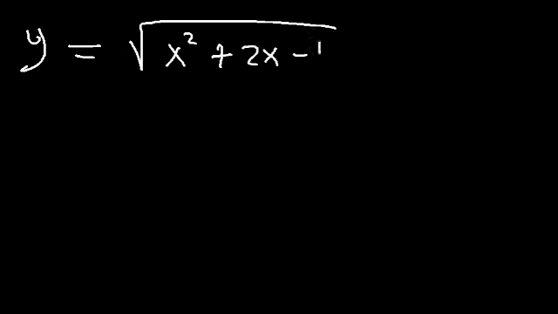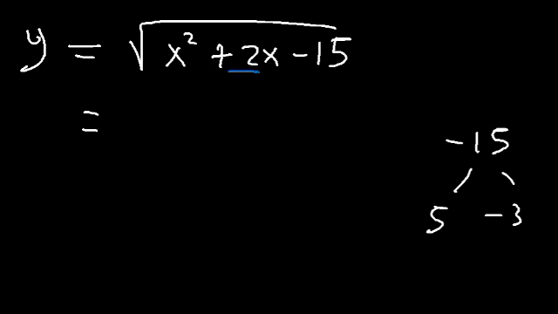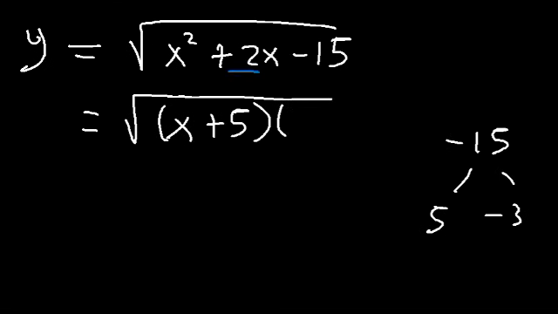Now, what about this function? The square root of x squared plus 2x minus 15. What is the domain and range for that function? Since we have a quadratic expression within a radical, you need to factor it. What two numbers multiply to negative 15 but add to positive 2? This is 5 and negative 3. 5 times negative 3 is negative 15, but 5 plus negative 3 is positive 2. So we can rewrite it as x plus 5 times x minus 3.